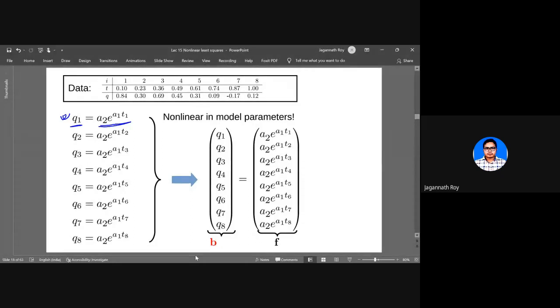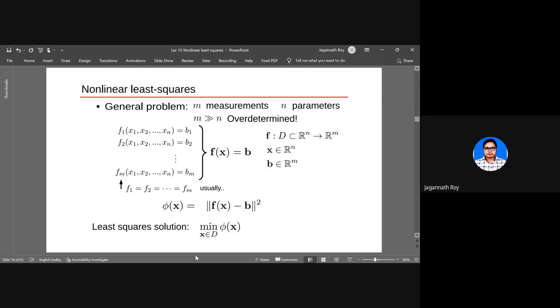Okay, now for this function, what we can write is, suppose x equals a1 and a2. So this system can be written as b equals f of x, or we can write f of x minus b equals 0. So from here we will try to minimize. We define one scalar valued function which is nothing but the distance between the fx points and the b points.